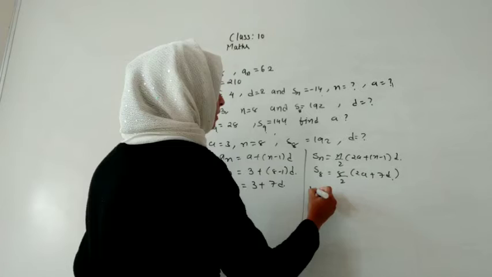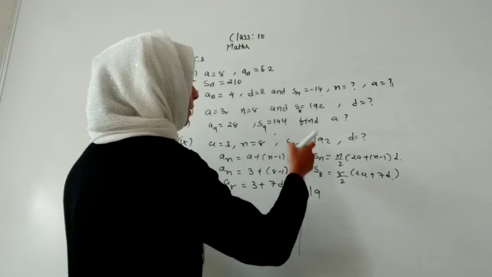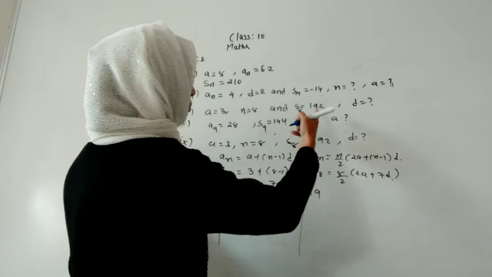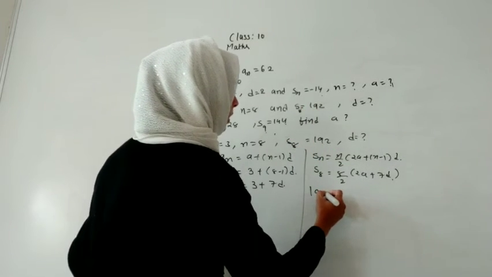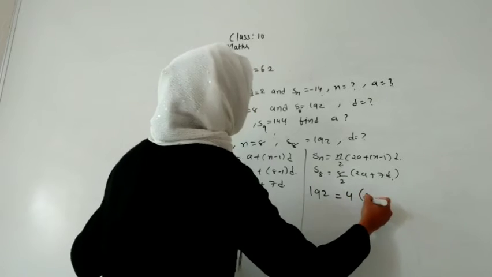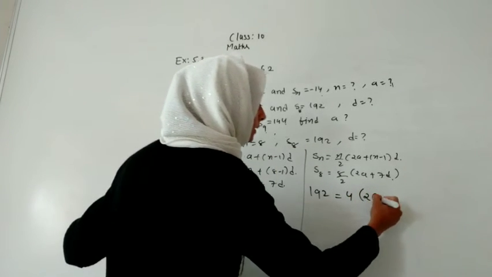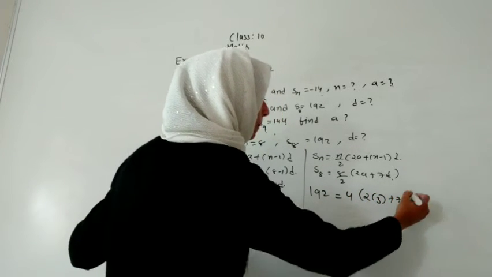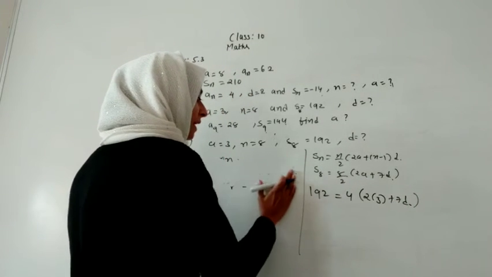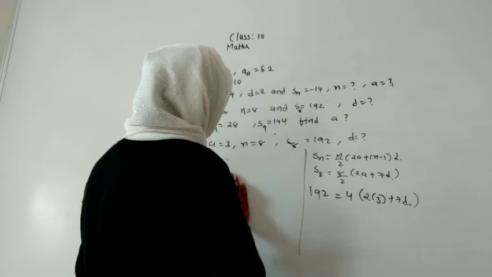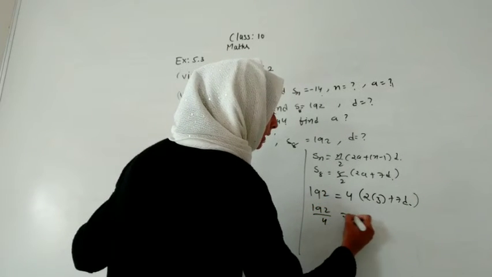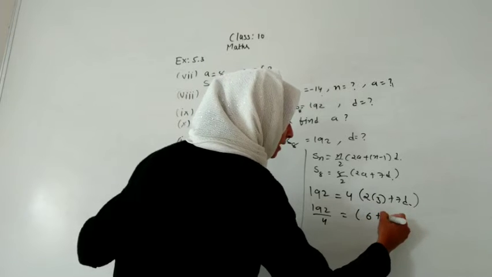So 8 by 2. S8 यहाँ पे हमें दिया है that is 192. So here we write 192. This will become 4 into 2. The value of a we are knowing, that is 3 plus 7d. Okay, यानी यहाँ से जो meaning नहीं बना वो हमें वहाँ से आ गया है, तो हम ये consider कर रहे हैं. So let us write over there 192 divide by 4 कर देते हैं. 32 is equals to 6 plus 7d.